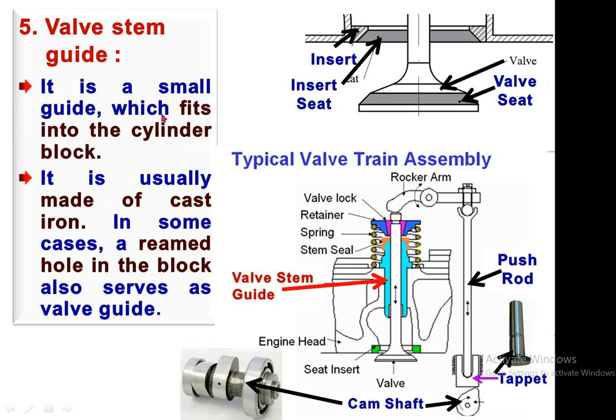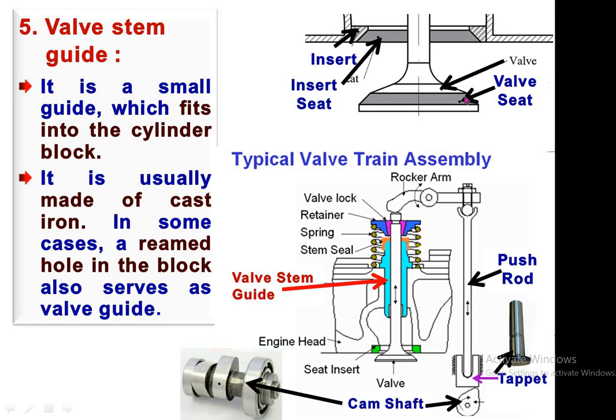It is the small guide which fits into the cylinder block. See, this is the cylinder block, or we can say cylinder head, in which this valve stem guide is fitted. It is usually made of cast iron. In some cases, a rammed hole in the block also serves as valve guide. Means mostly it is made of cast iron, but in some cases a hole that is rammed in the cylinder block serves as a valve guide. So in that case there may not be a special arrangement of valve guide, but a hole is rammed inside the cylinder block, and this hole serves as a valve stem guide.